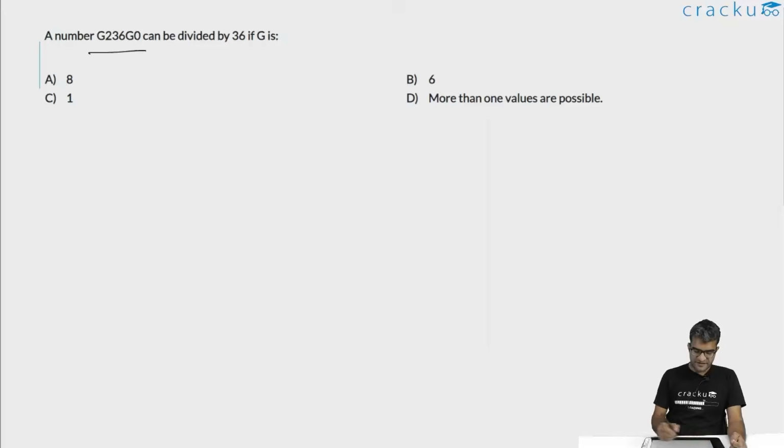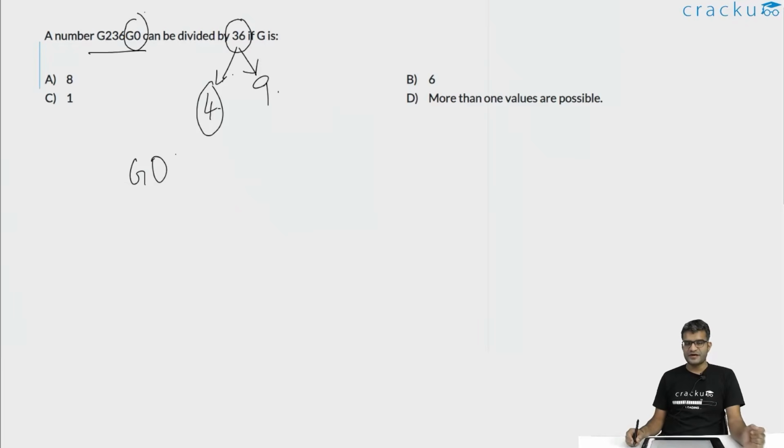In this question, we are given a number G236G0. This number is divisible by 36. If a number is divisible by 36, it means that it is divisible by 4 and it is divisible by 9. A number is divisible by 4 if the last two digits are divisible by 4. That is G0, this two-digit number, has to be a multiple of 4.